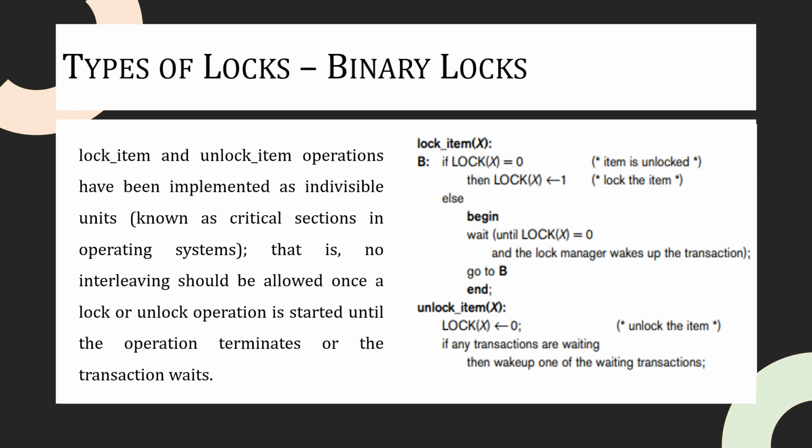Once the read and write operations on X get completed, the transaction issues the unlock item of X operation. When that operation is issued, it sets the lock variable to 0. That means it unlocks the item by setting the value of the lock variable to 0. And if any transactions are in a waiting state, the lock manager wakes up one of the waiting transactions. This is the algorithm used in binary locking.